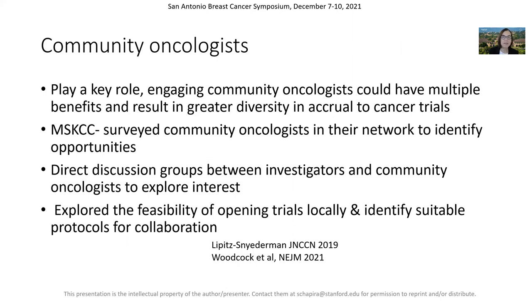Memorial Sloan Kettering, for example, has published their experience in trying to reach out to community oncologists that started with a survey of the community oncologists in their own network to identify opportunities. That led to direct discussion between investigators around areas of common interests and exploration of how they could collaborate. And this led them to have a much better understanding of how feasible it was to open trials in community and to identify suitable protocols for this purpose.